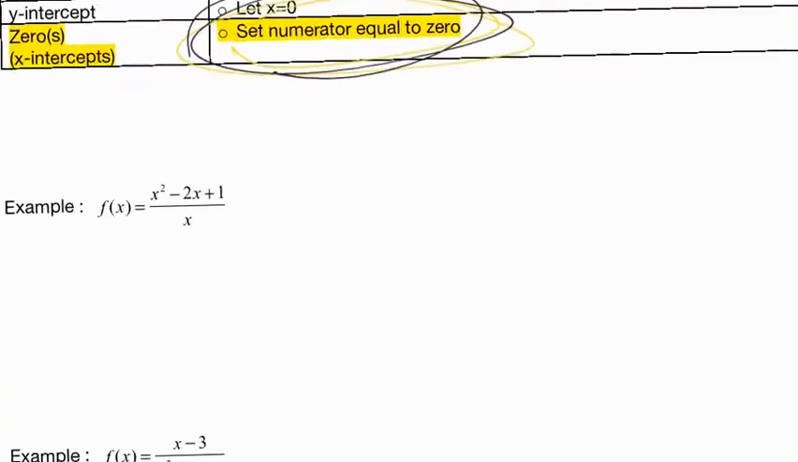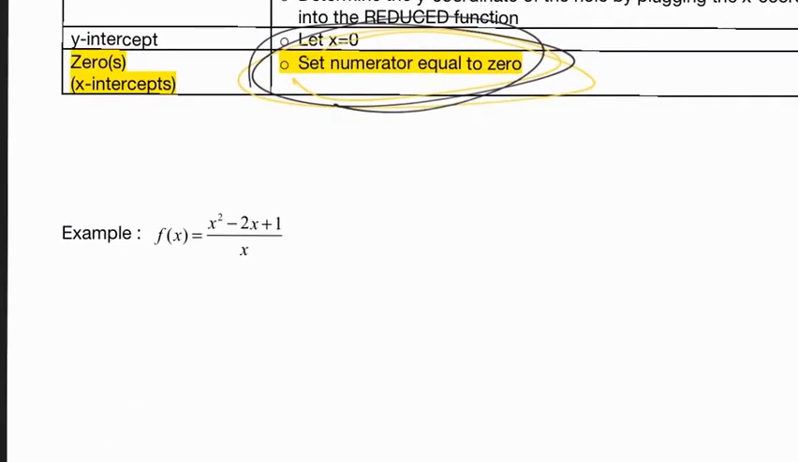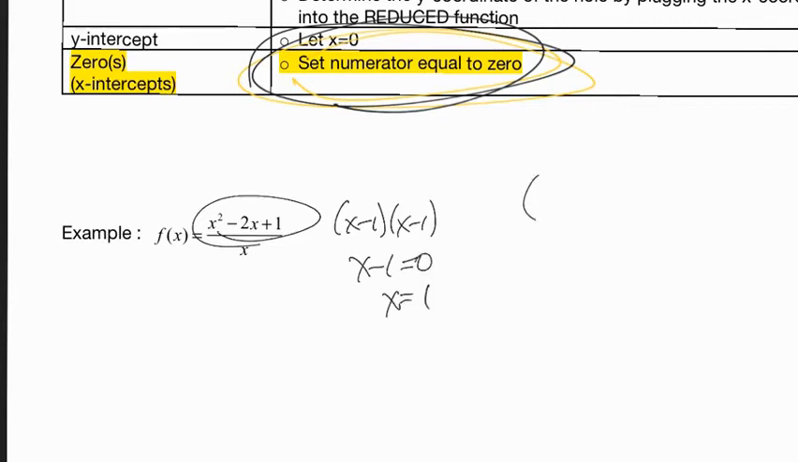So if I scoot this up and we look at this example, you can take a look at that numerator, which is factorable. It's x minus 1 times x minus 1. So then I just have to set it equal to 0, which gives me an x value of 1. So zeros are ordered pairs. So that 0 is at 1, 0.